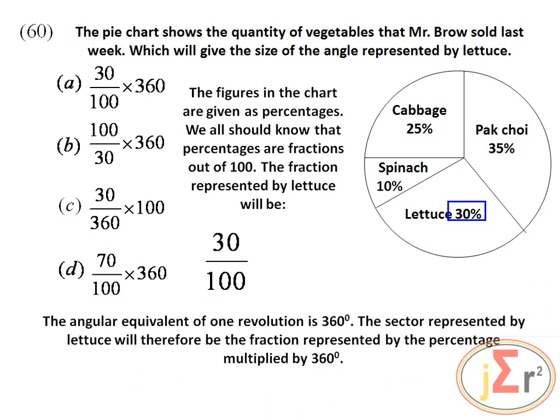Therefore, we need to make use of the total angle. The angular equivalent of one revolution is 360 degrees. That is one way all around. One time all around the pie. The sector represented by the lettuce will therefore be the fraction represented by the percentage multiplied by 360. So we have the fraction here that represents the percentage, and we need to multiply by the number that represents the total angle. So our answer will be the one that looks exactly like that one. And which one is that? Option A. So the correct answer is option A.